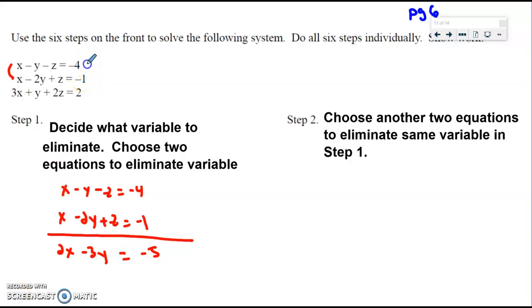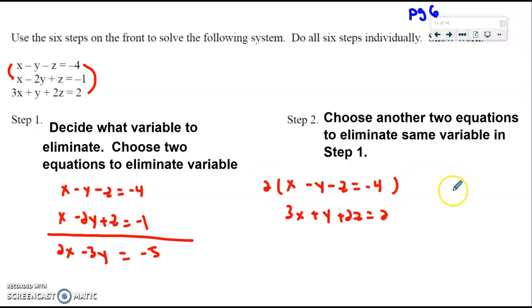So in this case, I'm going to take the first and the third equation and try to eliminate z. So I have x minus y minus z equals negative 4. And then I got 3x plus y plus 2z equals 2. Now, in order to make z's opposite here, I'm going to multiply the second equation by 2, because that would make this into a negative 2z, which eliminates the z.